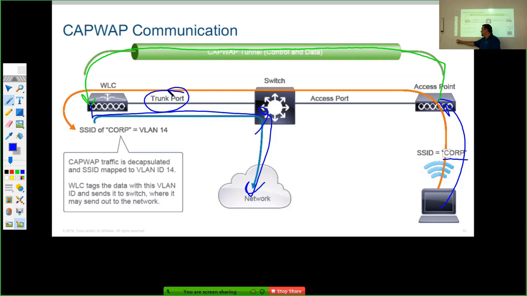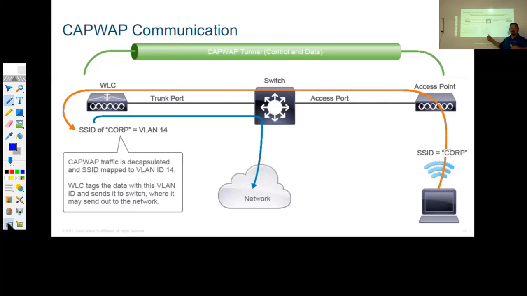Now, if we wish, we could do things like routing from VLAN 14 to any other VLAN on our network if we wanted to. We have to set up some device that allows us to do that. And because this is a layer 3 switch here, it would allow us to do that right there on the local device.